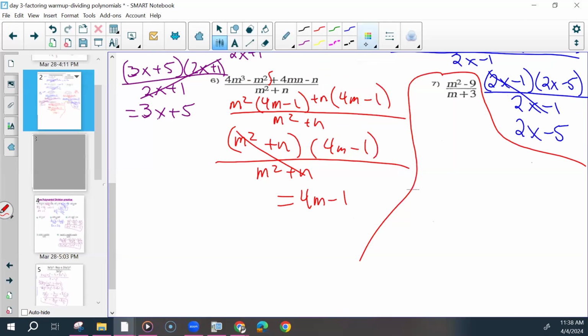Okay, and then the last type. M squared minus 9, how could we factor that? Which type of factoring? Let's start there. Difference of squares, yes. And then how would we factor difference of squares?